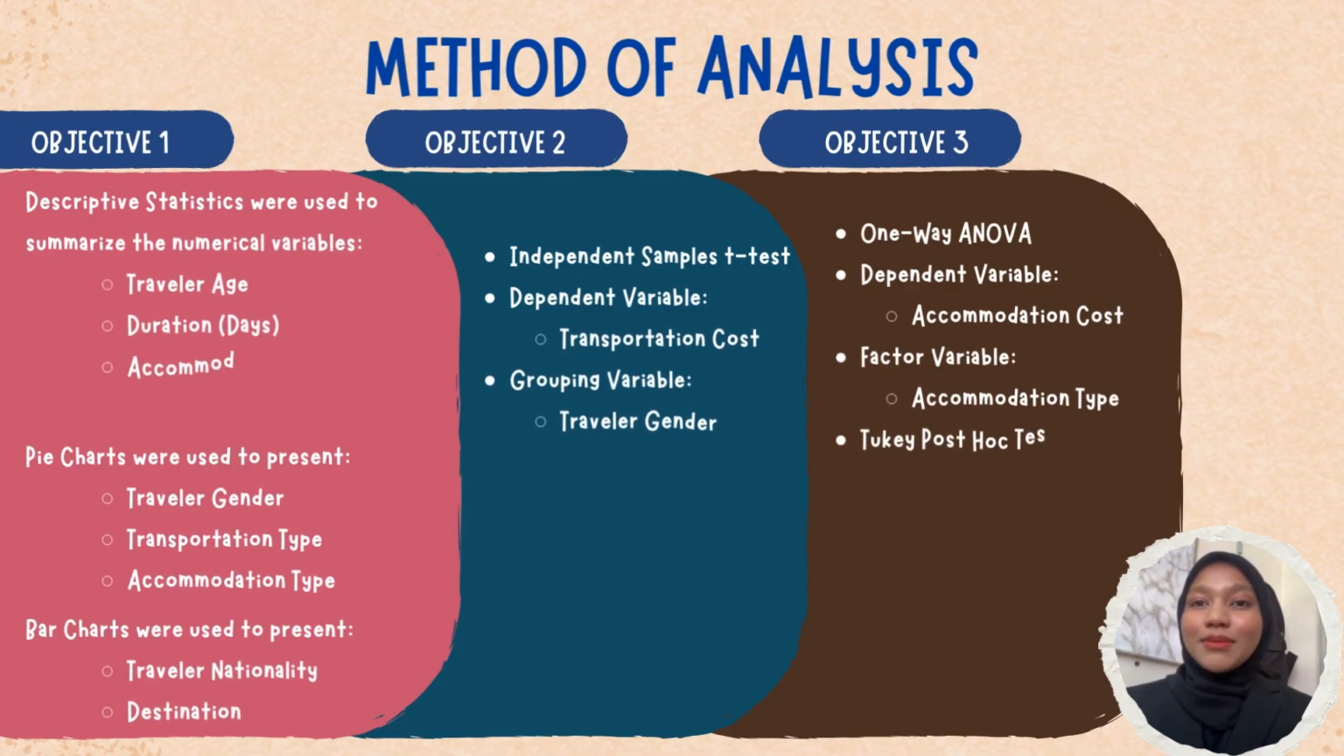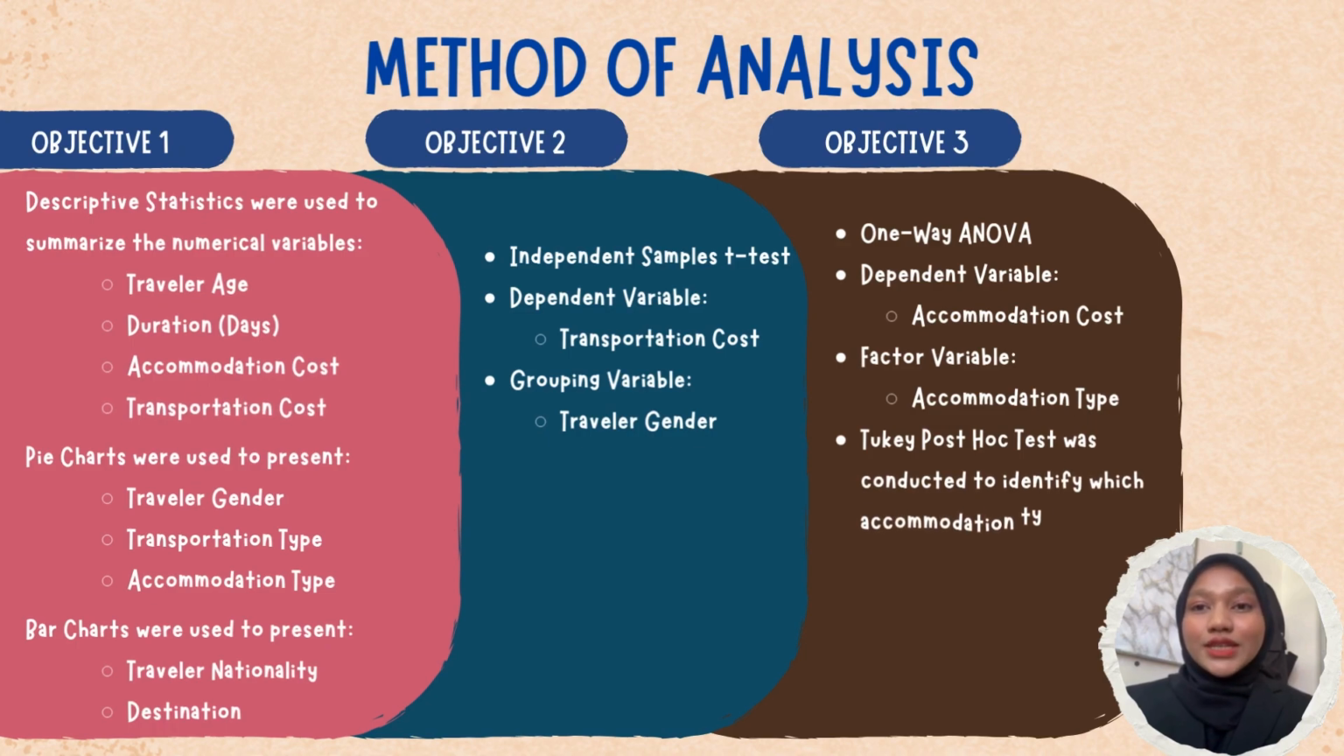Next, I will explain the method of analysis used in this study. Three different statistical methods were applied based on three research objectives. For the first objective, descriptive statistics were used to describe the demographic characteristics, travel pattern, and trip expenditure. In addition, pie chart and bar chart were used to present the categorical variable more clearly. For the second objective, an independent sample t-test was conducted to determine whether the mean transportation cost differs significantly between male and female travelers. Lastly, for the third objective, a one-way ANOVA was performed to examine whether the mean accommodation cost differs according to the accommodation type, namely hotel, resort, Airbnb, and hostel.